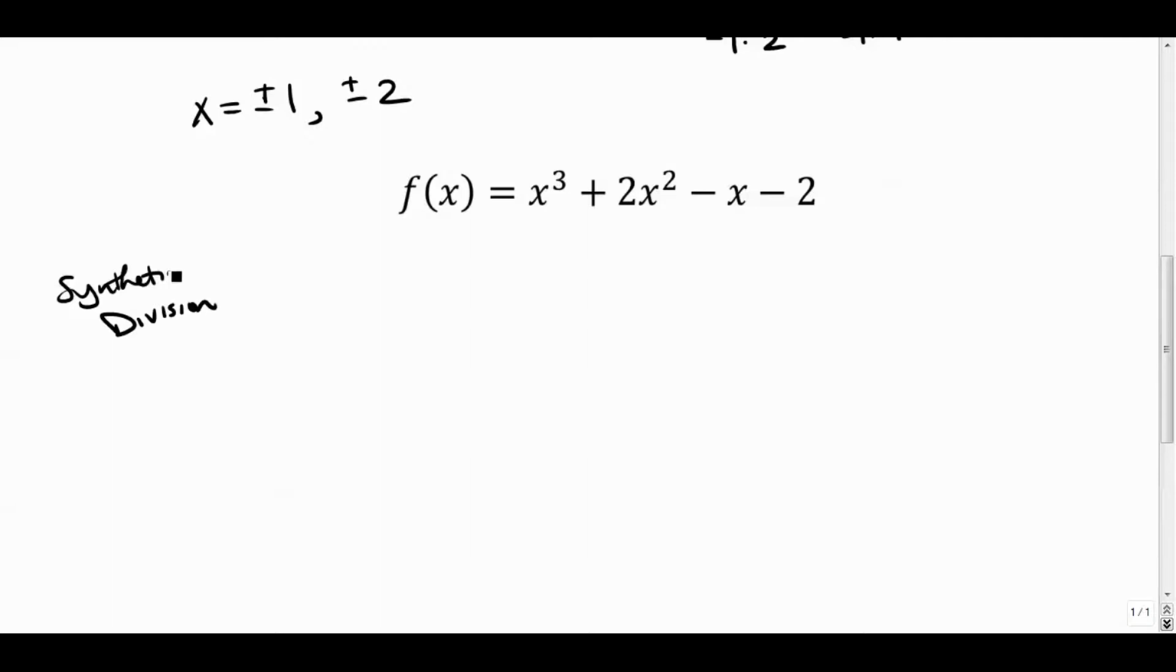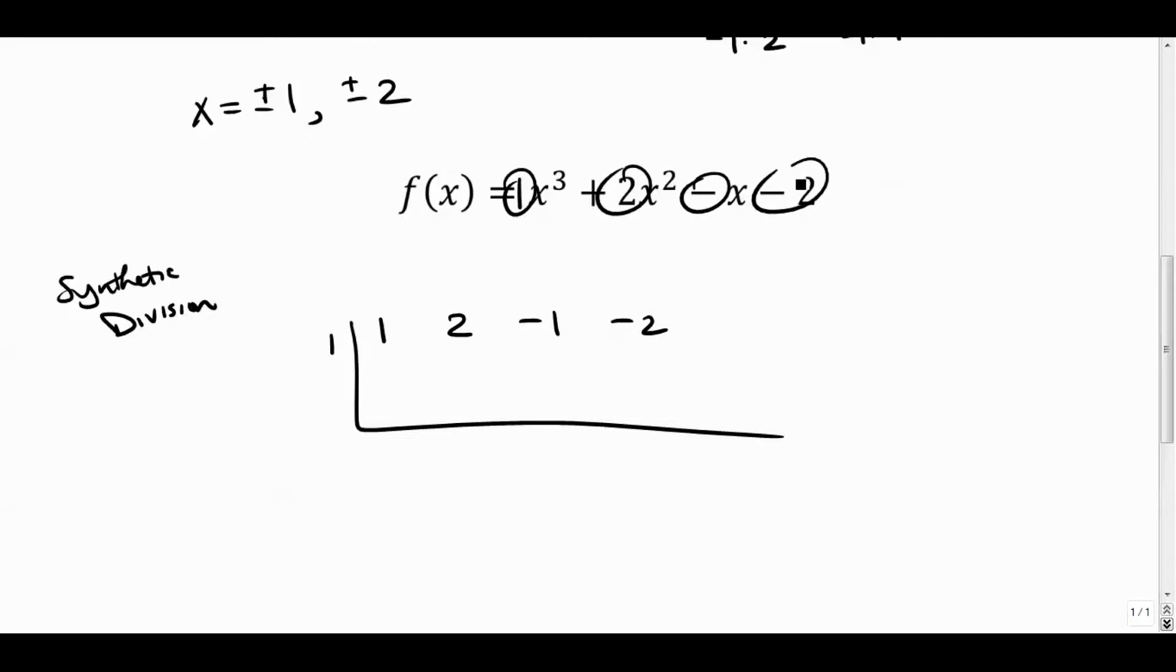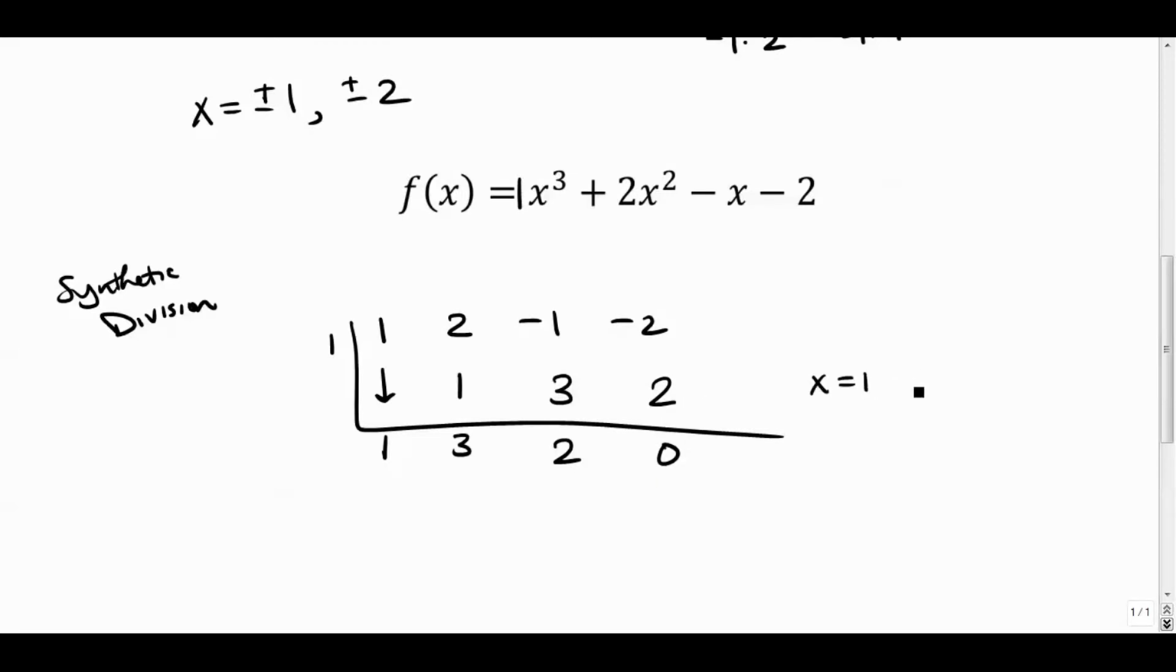synthetic division. Now if you're a little rusty with your synthetic division, go back and check it out, practice it. But basically what we're doing is we're taking all the lead coefficients of my polynomial: 1, 2, -1, -2. And I'm just listing them just like that. Bring the 1 down, multiply 1 times 1 is 1, and add these two together. Multiply 1 times 3, add these two together. Multiply 1 times 2, and add these two together. When you get a remainder of 0, that means that x equals 1 is a solution or a root. That's an x-intercept.